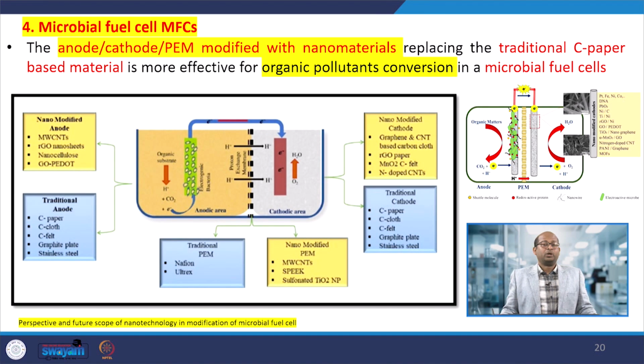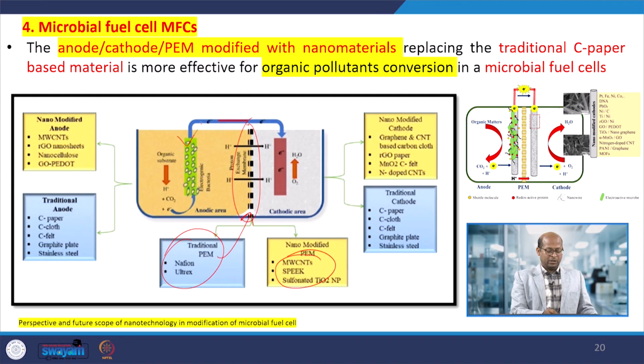Next is the microbial fuel cells. In fuel cells we can use electrodes, cathode and anode. If we modify those electrodes using various types of nanomaterials, then the performance of the electrode or fuel cell will improve. Here, traditional films like Nafion or Ultrex can be used as the PEM, proton exchange membrane, in the fuel cells. If we modify it with multiwalled nanotubes or titania, then the performance of these membranes will improve.